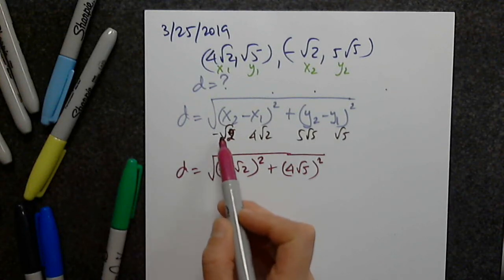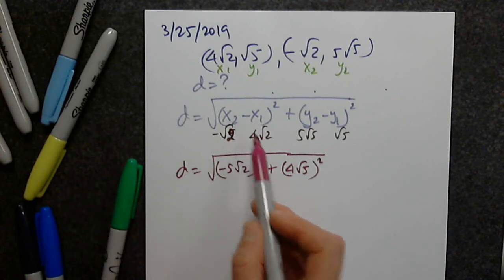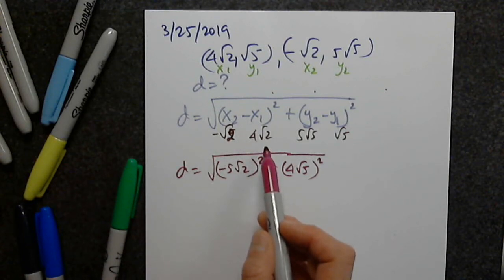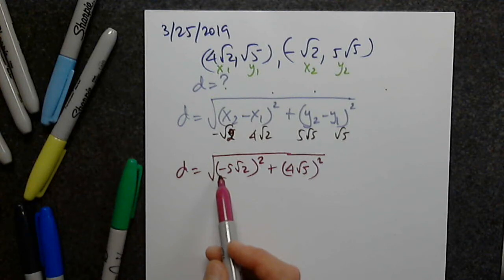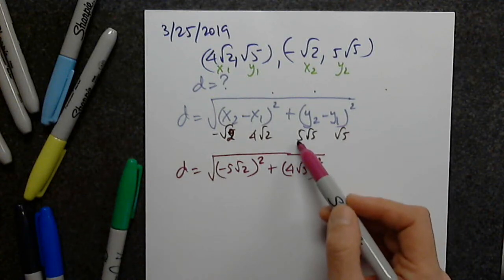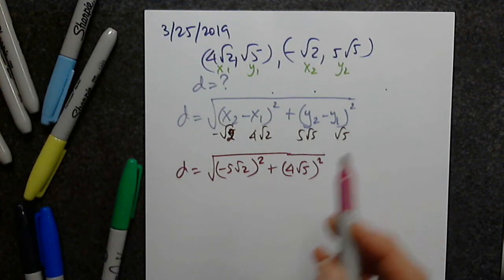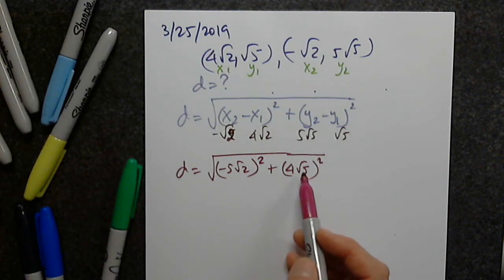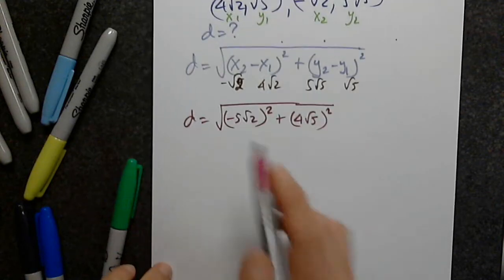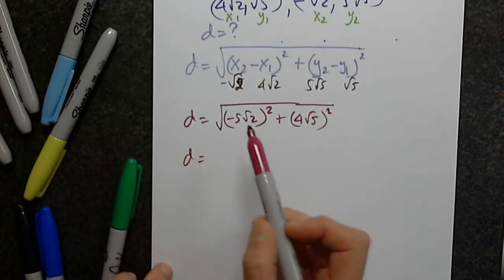Because I have negative 1 the square root of 2 minus 4 the square root of 2. And that's how we get the negative 5. Better? Yeah. Then here we have 5 the square root of 5, but minus 1 square root of 5, which would give us 4 the square root of 5. Better? Okay, so now I have to square both factors.